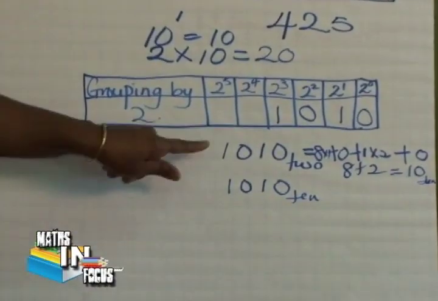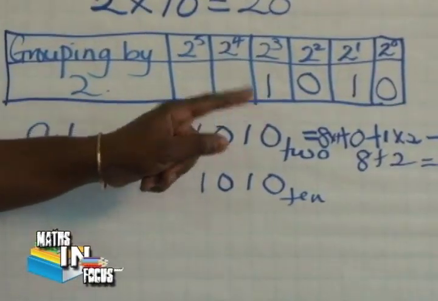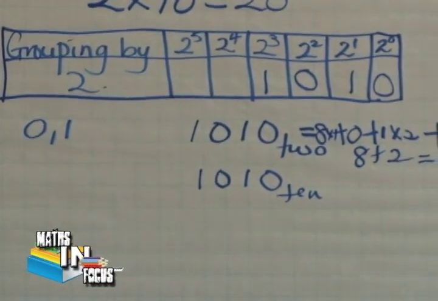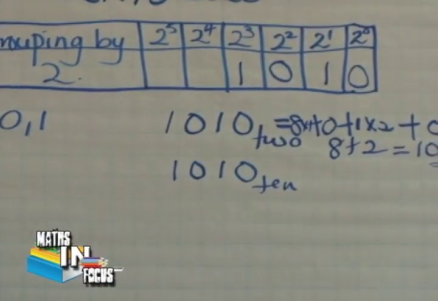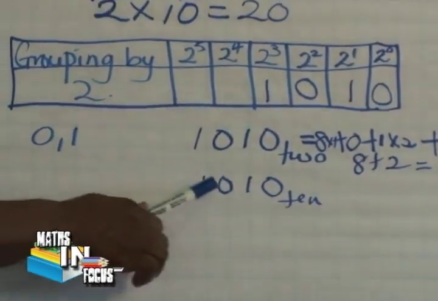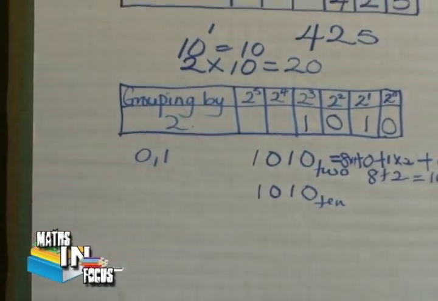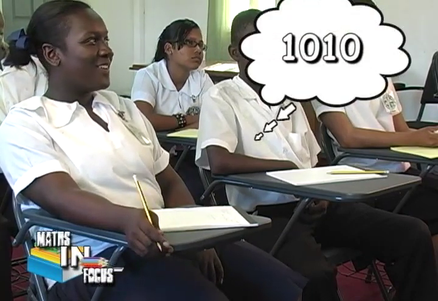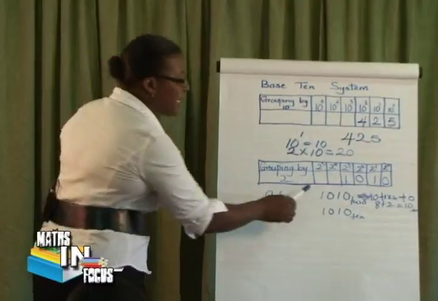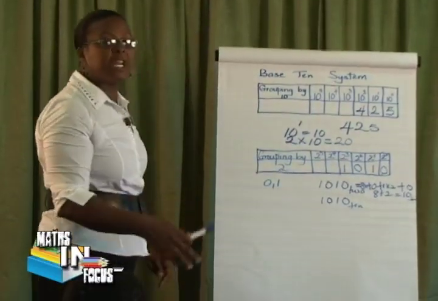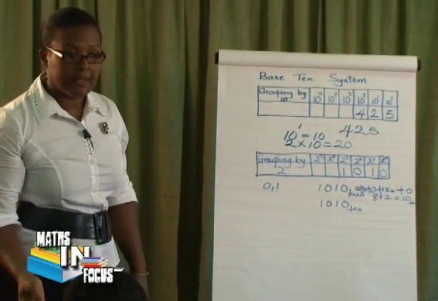So 1010 in base 2 is equivalent to 10 in base 10. And 1010 is 1010 in base 10. So which of the two is larger? We cannot look at them like that and compare them. We have to get them in the same base.